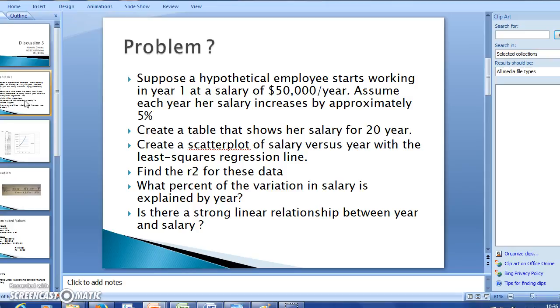Find the R2 for this data. What percent of variation in salary is explained by the year? Is there a strong linear relationship between year and salary?